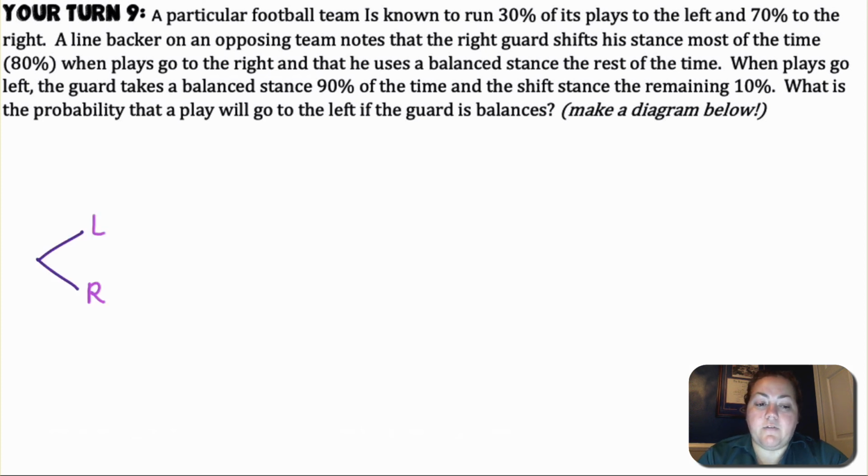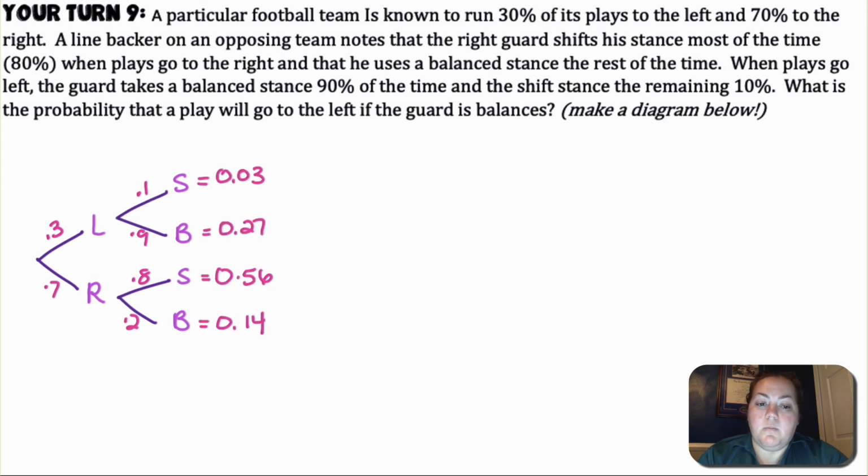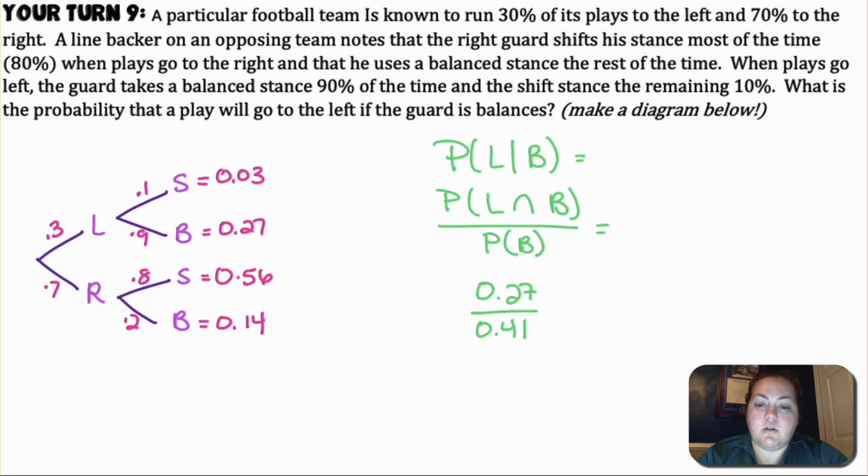All right, so he's either going to go left or right. He's either going to have a shifted stance or a balanced stance. All right, so 30% of the time they go left, 70% of the time they go right. Of the times that they go left, he has a balanced stance 90% of the time. When he goes right, he has a shifted stance 80% of the time. All right, multiply across, and we can use this to answer our question.